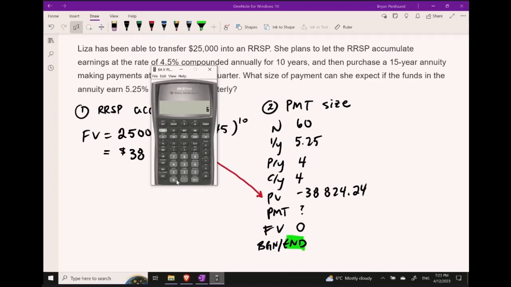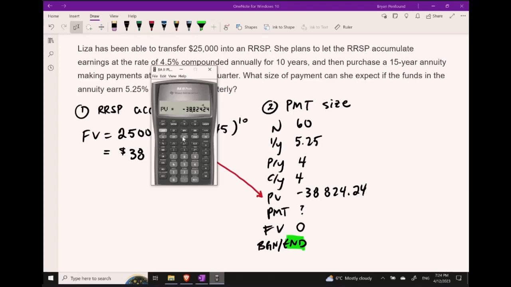Now I can go ahead and start programming in my values beginning with n, and then we'll go over to our 5.25. Going into the submenu, we need both PY and CY to be set as 4. We're going to take the number that we calculated in part 1 and ensure that it is a negative value, and input that in for PV.